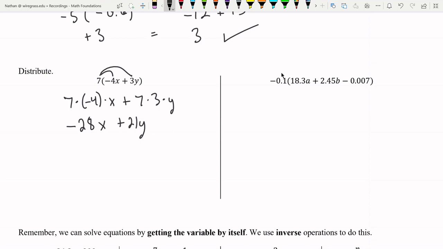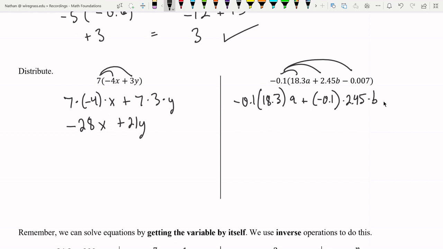All right, for this one, we can distribute this into each one of these terms. It doesn't matter how many you actually string together. You're just going to distribute it into each one of them. So we have -0.1 times 18.3 times a. Then -0.1 times 2.45 times b. And then we have -0.1 times 0.007.